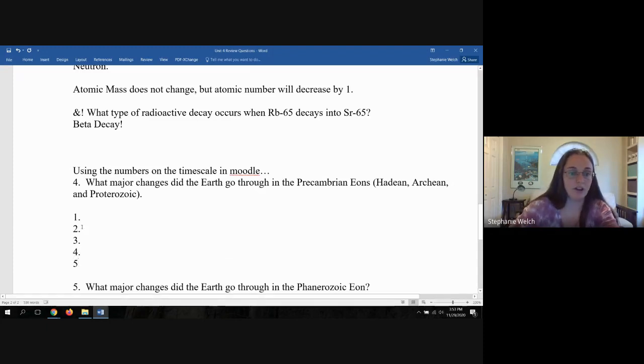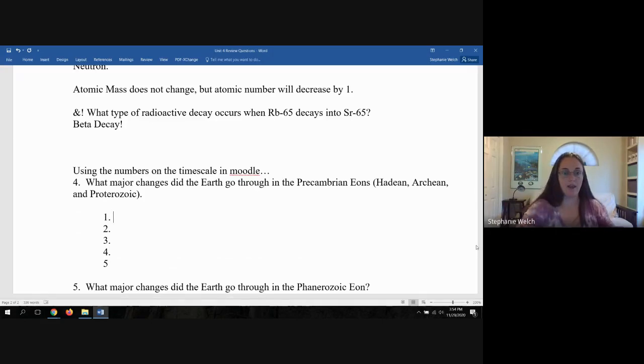So 1, 2, 3, 4, 5. Pull those over to make it a little bit easier to read. First event on that time scale, the very bottom of the time scale, has to then be the formation of the Earth itself.